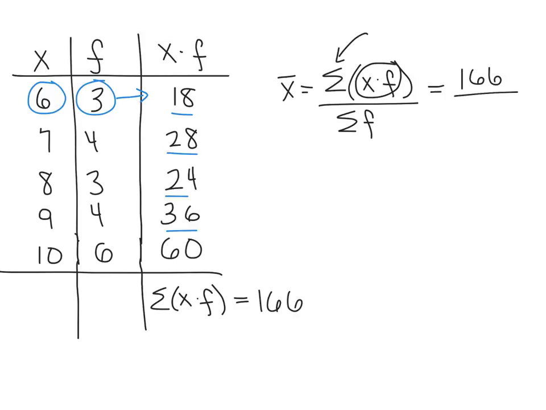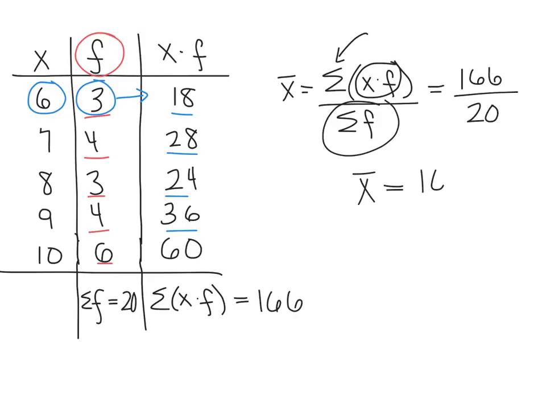Now we need to find the denominator, or the number that we're going to divide the numerator by. The denominator is the sum of all the frequencies. So we're going to look at our second column and add all the values that we see in the second column. 3 plus 4 plus 3 plus 4 plus 6 is 20. So our denominator is 20. Now to find the mean, we just need to divide 166 by 20. And we get a value of 8.3. So the mean of the distribution is 8.3.